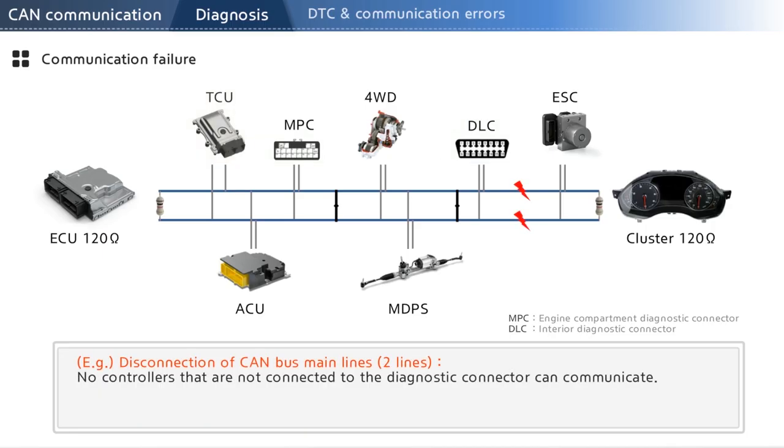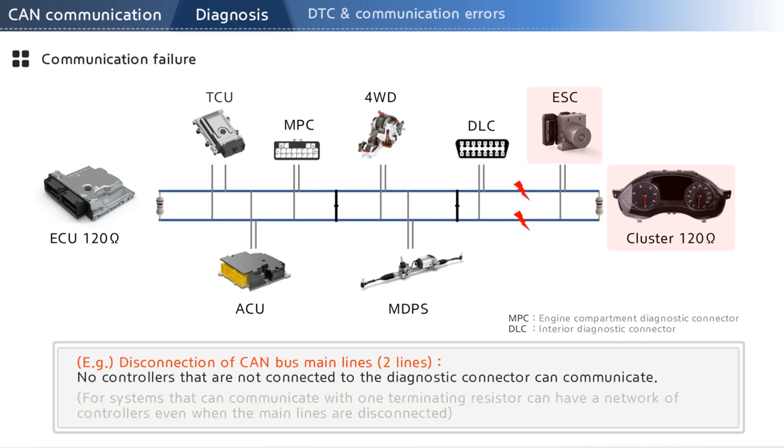Now, let's move on to the next example where both main lines of the CAN bus are disconnected. Here, only the ESC and cluster are unresponsive to diagnostic communication, while other controllers respond normally. In this example, ESC and the cluster can still communicate with each other, even if the main lines are disconnected, as long as they are connected normally to the CAN bus, and one terminating resistor is enough for transmissions to go through.